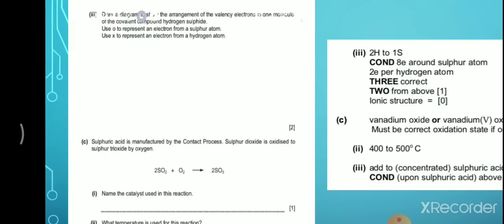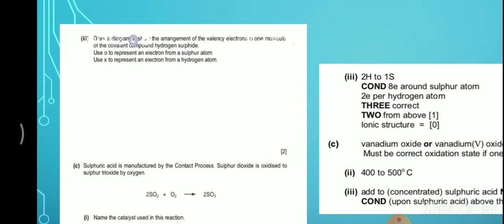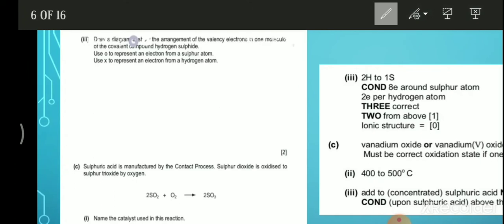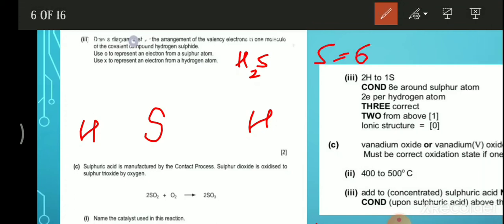Now let's see here. H2S. In the formula you can see there are 2 H and 1 S. So keep S in the center and 1 H on each side. Now they're asking you to use dots for sulfur. As I told, sulfur has 6 electrons in the outermost shell, so 1, 2, 3, 4, and keep 1 here. Then use X marks for hydrogen. Each hydrogen has 1 electron in the outermost shell.